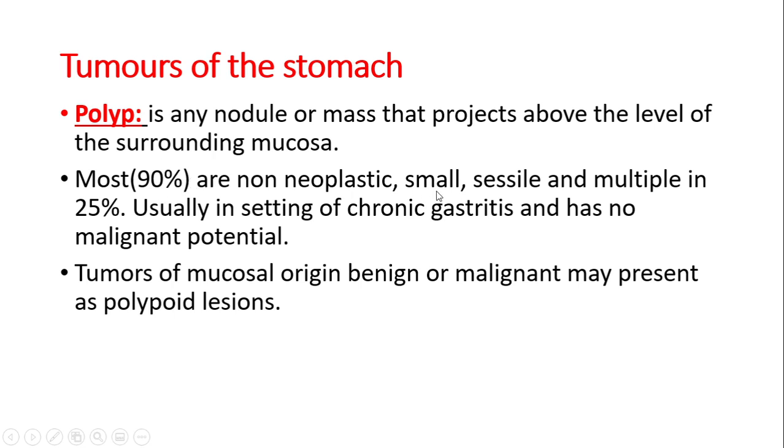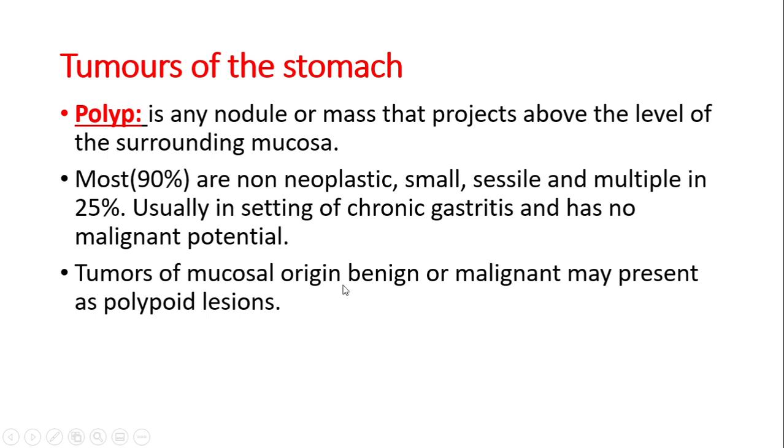They are small, sessile, meaning without a stalk, and multiple in only 25%. Usually, these polyps occur in the setting of chronic gastritis, on a background of chronic gastritis. They are called inflammatory or hyperplastic polyps. They carry no malignant potential.